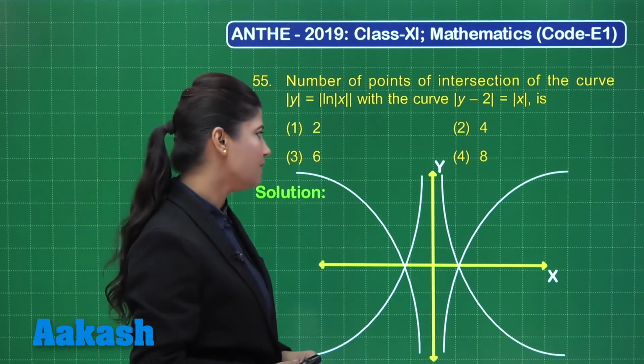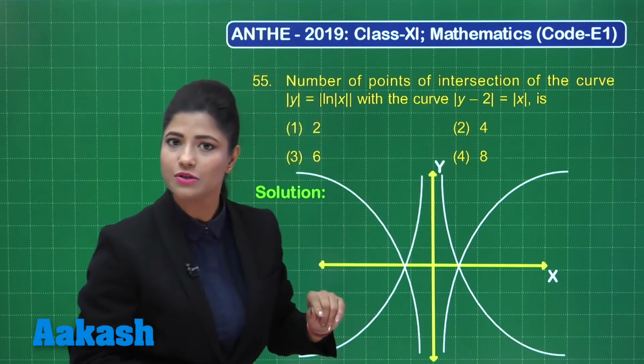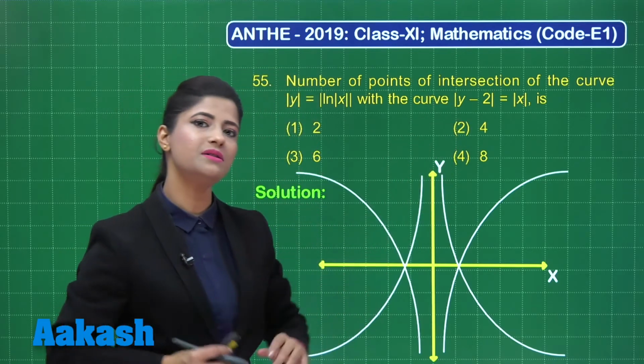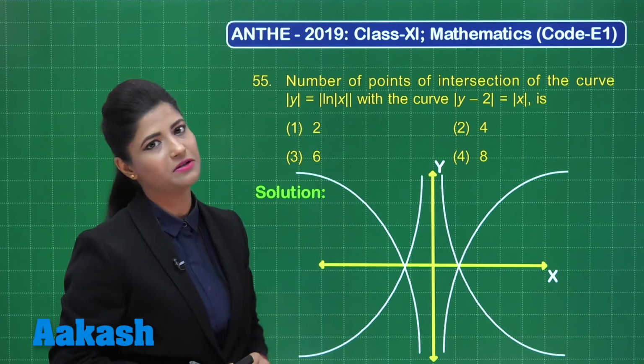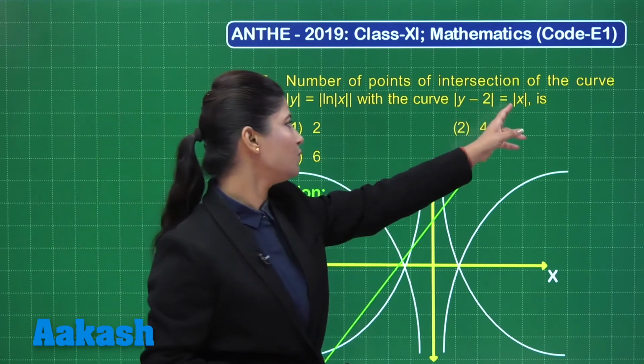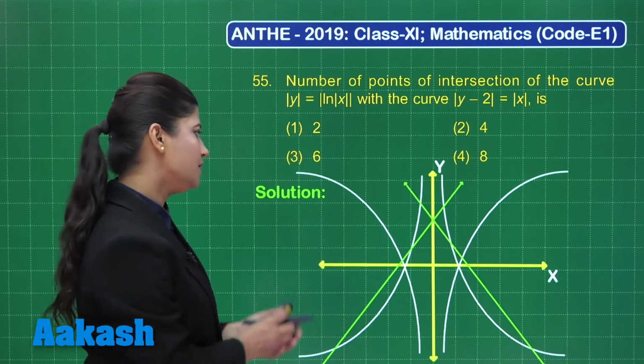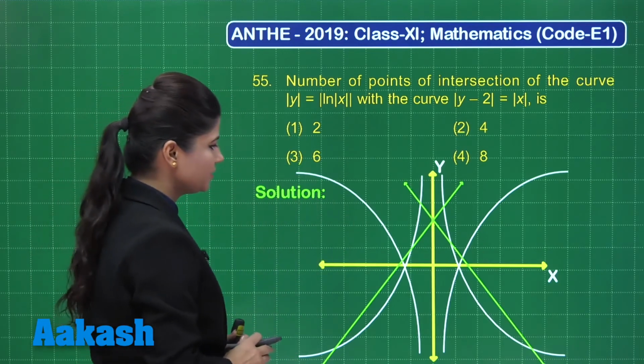On getting this graph, next we need to figure out this curve, that is mod of y minus 2 equal to mod of x. If I just plot the straight line, that is y minus 2 equal to x, I'll get a straight line like this. Now taking mod over x as well as y function, I get here this as the graph. Now these are the two graphs traced over here in this plane.